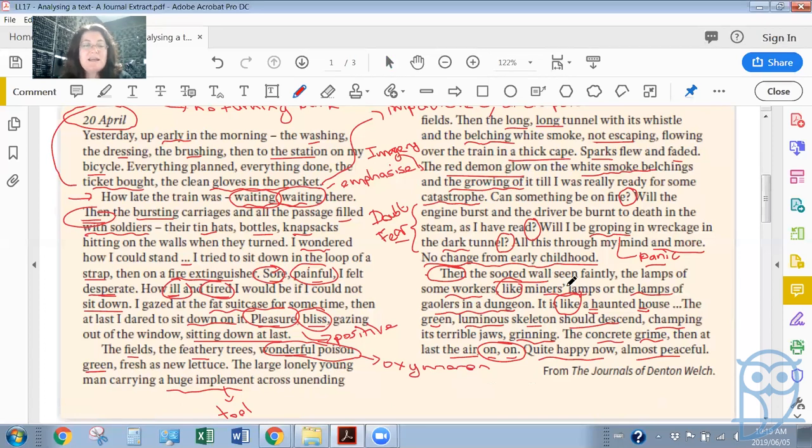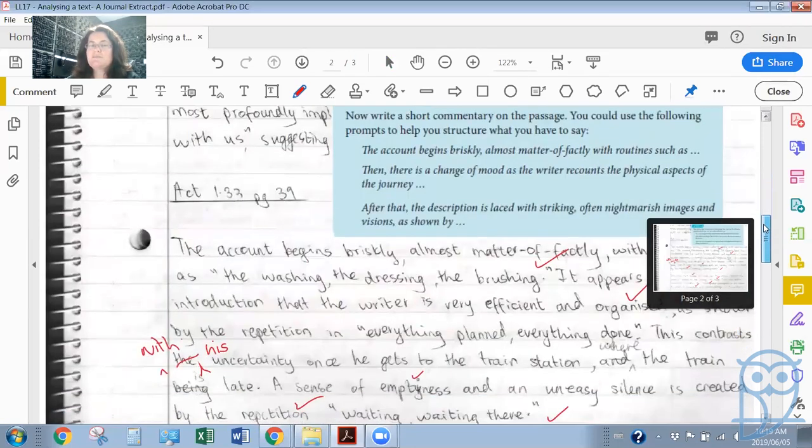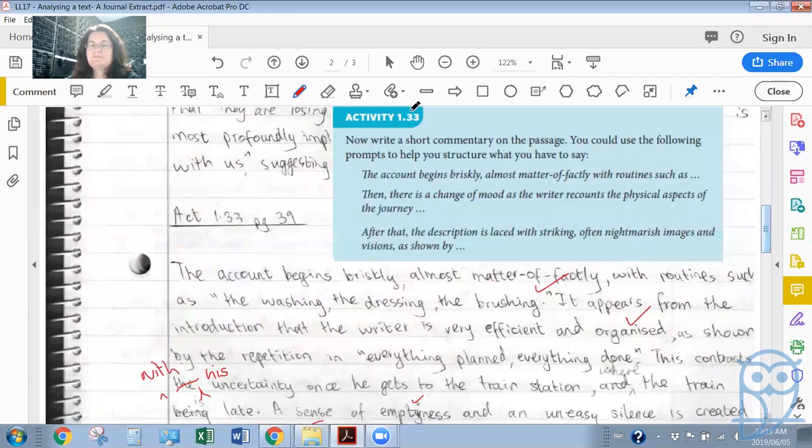And it shows us that perhaps it's not just his physical health, but also his mental health, which is questionable. So keeping all of this in mind, I would like to show you a student's response to this activity.